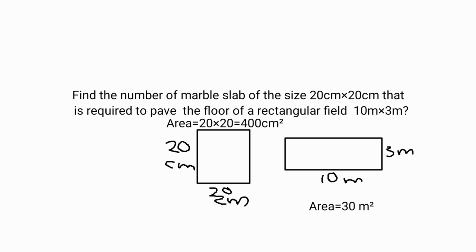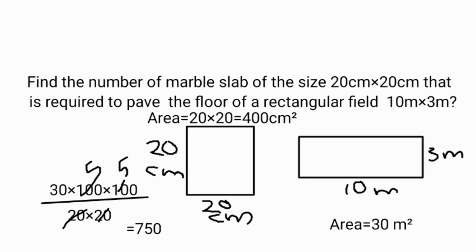Now we know that 1 meter is equal to 100 centimeter. So 30 meter squared will be equal to 30 into 100 into 100 centimeter squared, divided by 20 into 20 centimeter squared. Now we can simplify this. 20 into 5 is 100. Again 20 into 5 is 100. So we will get 30 into 5 is 150. 150 into 5 is 750. So 750 marble slabs are required to pave the floor.